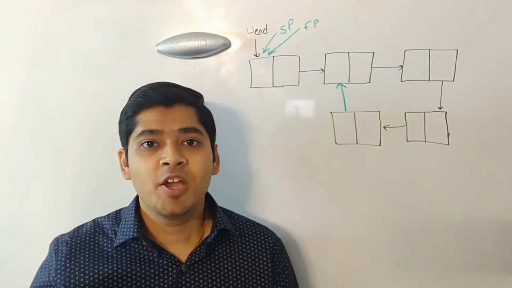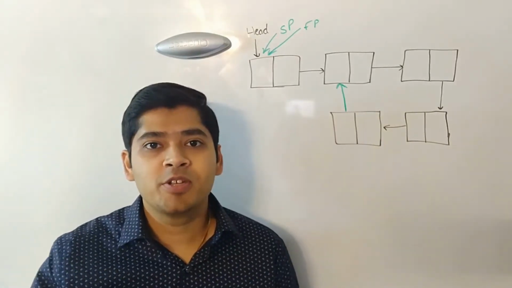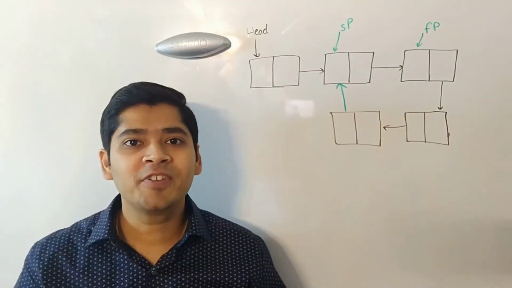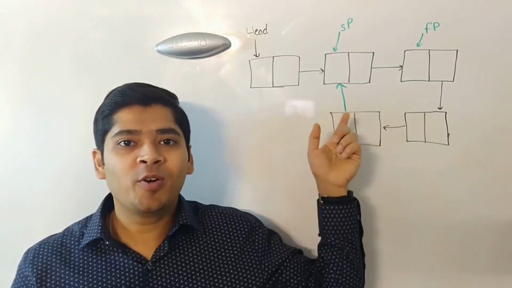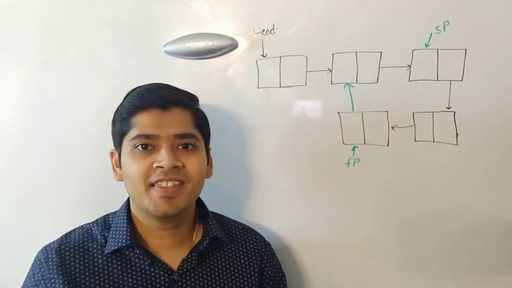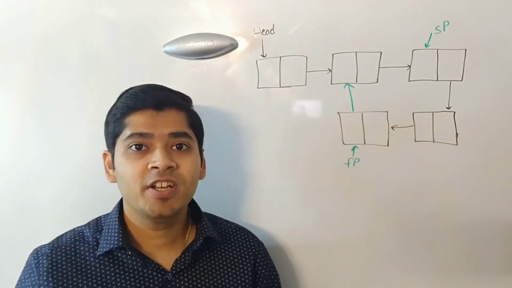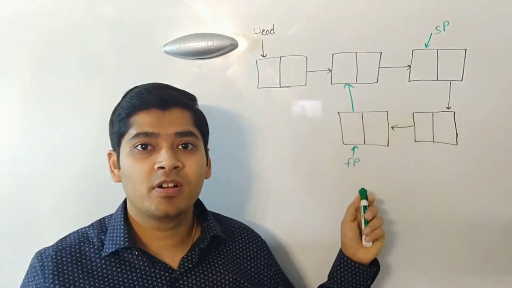As you can see, initially both the slow pointer and the fast pointer point to the head node. After the first iteration, the slow pointer points to the second node, whereas the fast pointer points to the third node. Then, after the next iteration, the slow pointer points to the third node, whereas the fast pointer points to the fifth node.